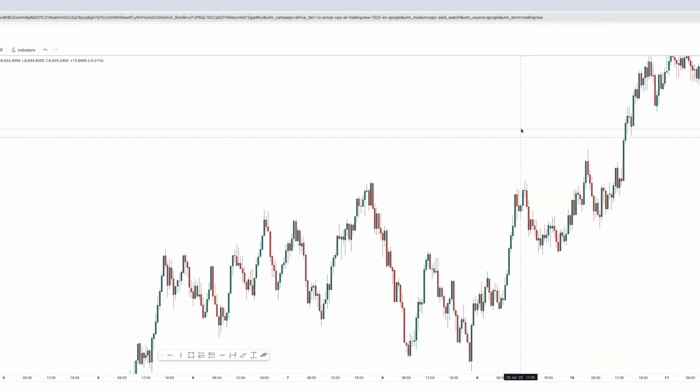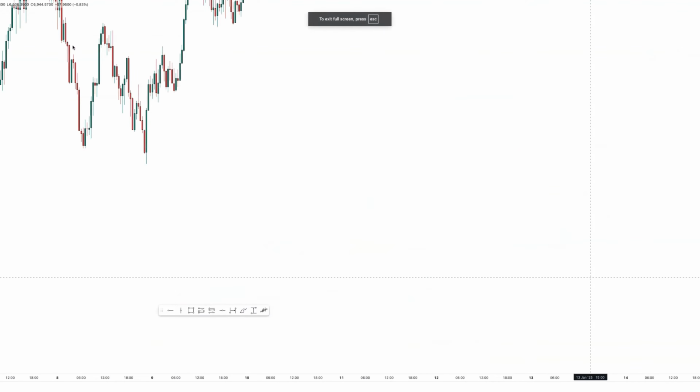So in this session, we'll be looking at something called the daily candlestick confirmation. We usually use this confirmation mostly in the daily time frame. So for example, we could have this trend right here. Let's say we could have a downtrend.